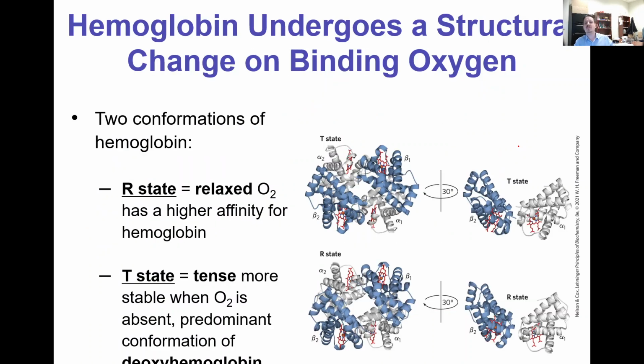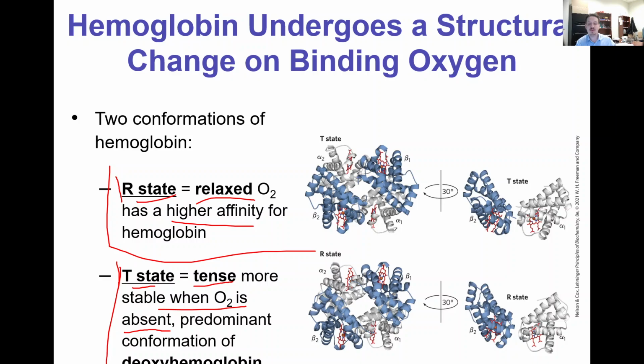Now, those 2 different conformations are referred to as the R state and the T state. The R state stands for relaxed, and the T state stands for tense. That's just the way that they decided to name them. It's not the most intuitive, but there is a reason for it that we'll come on to in a moment. The R state has a high affinity for oxygen. The T state has a low affinity for oxygen, and it's the predominant conformation of deoxy hemoglobin, as in there is no oxygen.